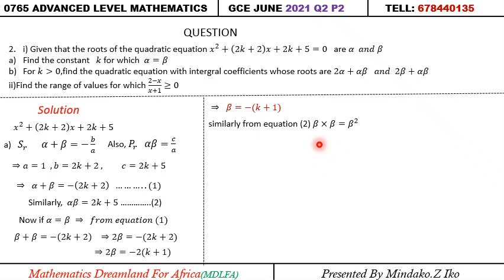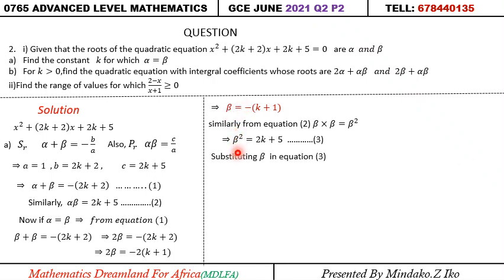So I have beta times beta, and we know that beta times beta is beta squared. So it implies that beta squared will be equal to 2k plus 5, because here we have alpha beta being equal to 2k plus 5, and therefore we have beta squared being equal to 2k plus 5, and we can conveniently call that equation 3. Now we know that our beta is equal to negative of k plus 1, but this is our beta squared. So it means I can conveniently take this beta and substitute it in the place of beta squared.